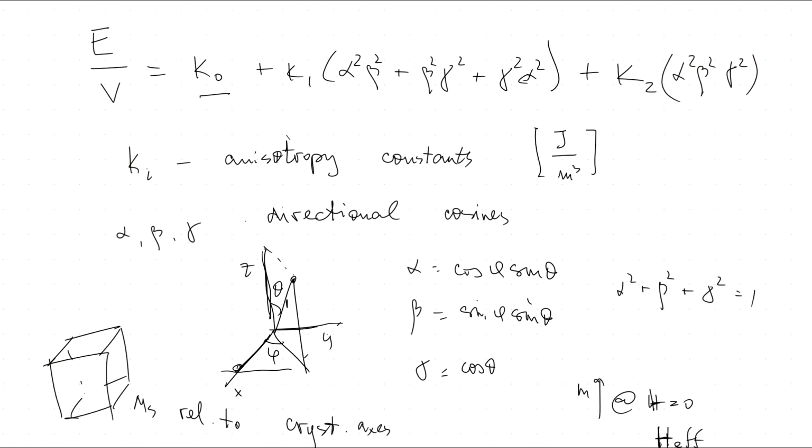Okay, so now what we can do is we can look at different types of anisotropy. And to look at different types of anisotropy, let's take cobalt. Cobalt is an interesting one because cobalt has a hexagonal lattice.